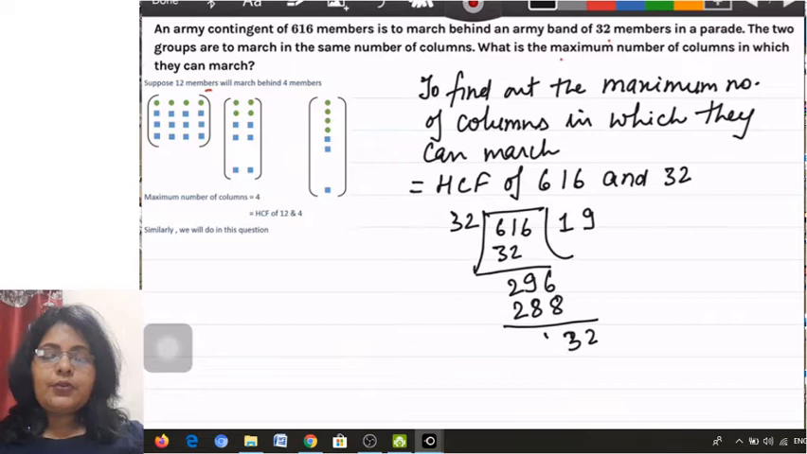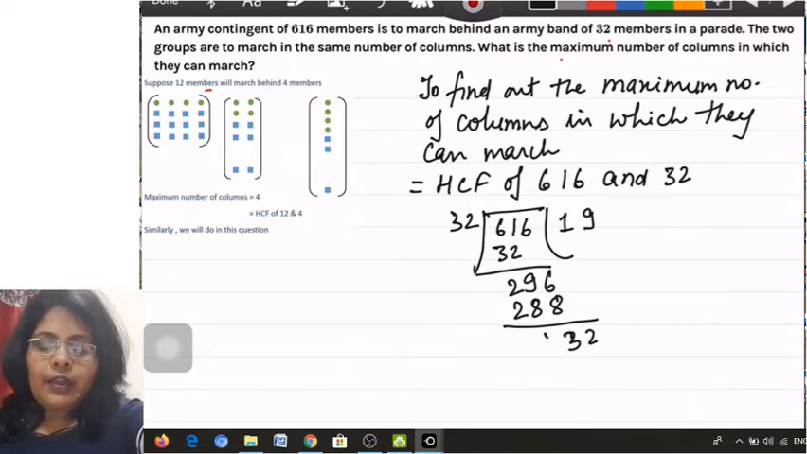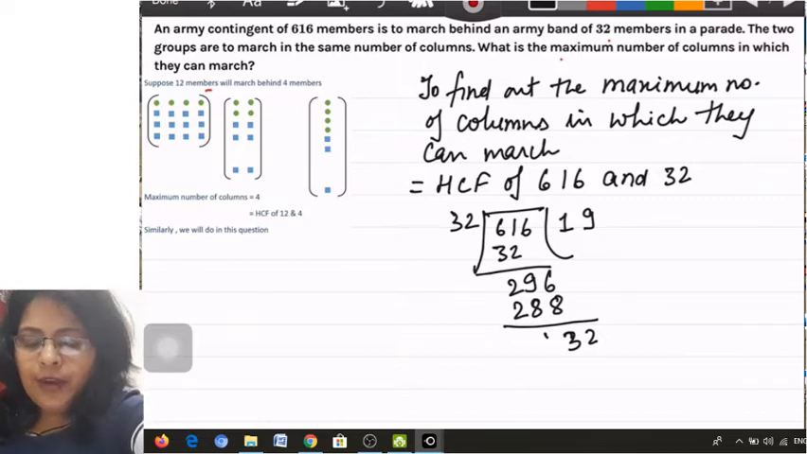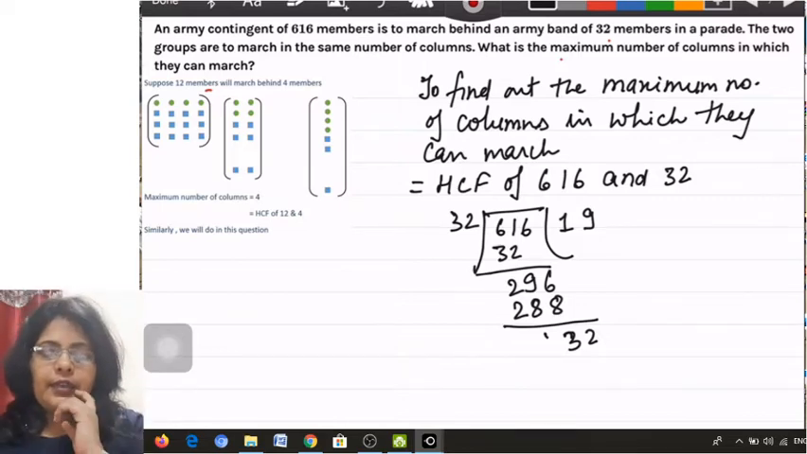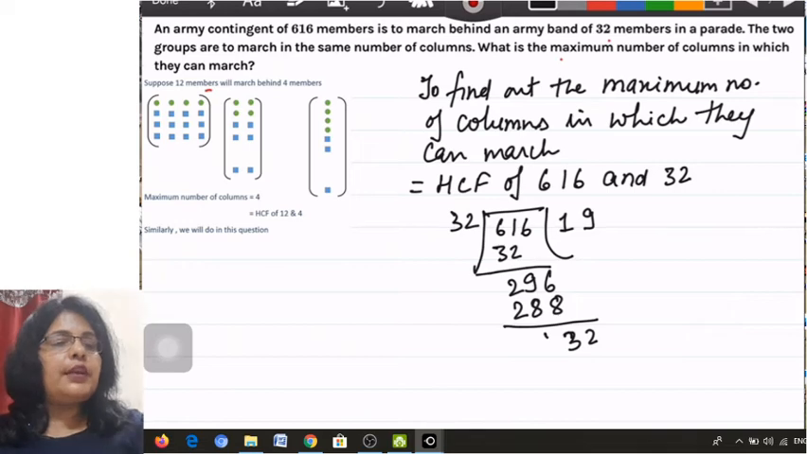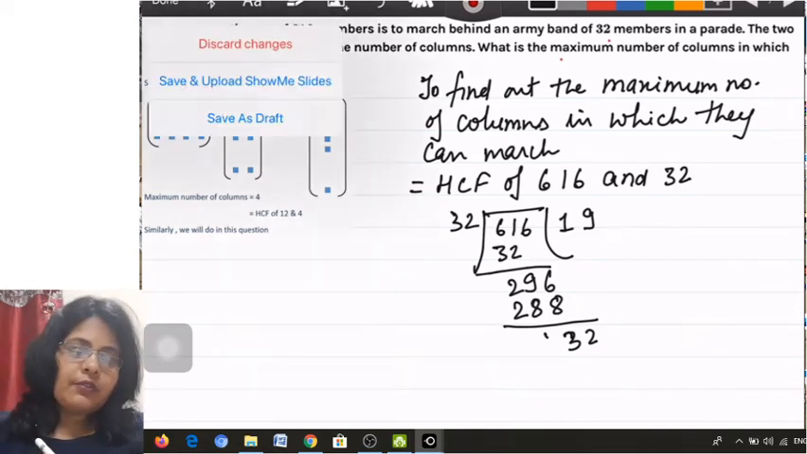32 ones are 32. 11 minus 2, 9. 6 minus 3, 5 minus 3 is 2. 9 2s are 18. 9 3s are 27. 288 we'll get. And then we will have the answer. Sorry, I have written wrong.